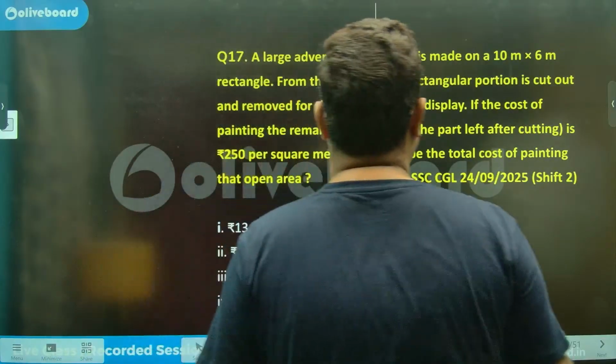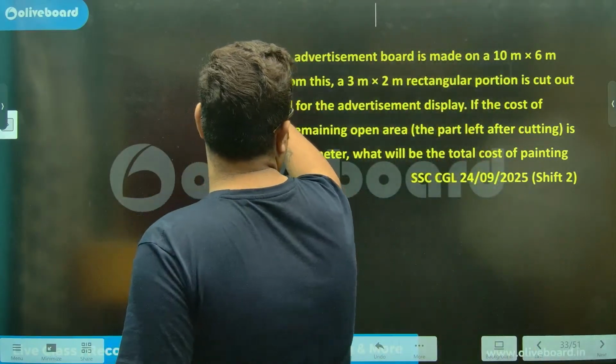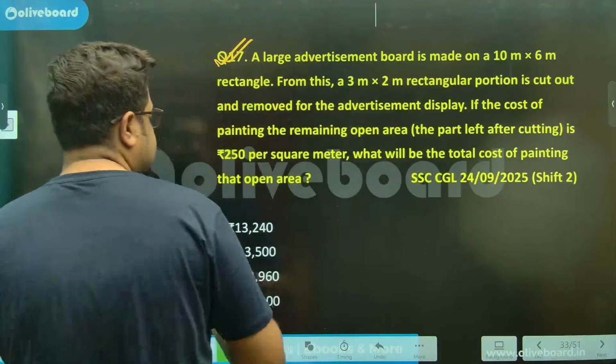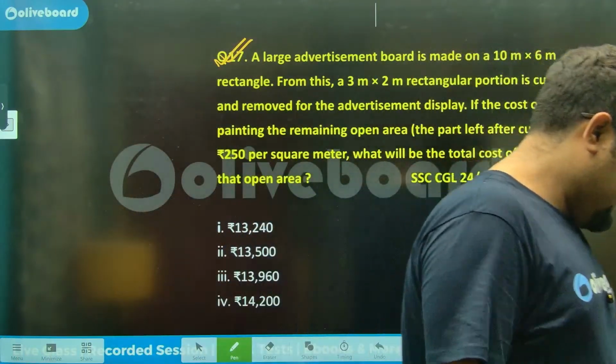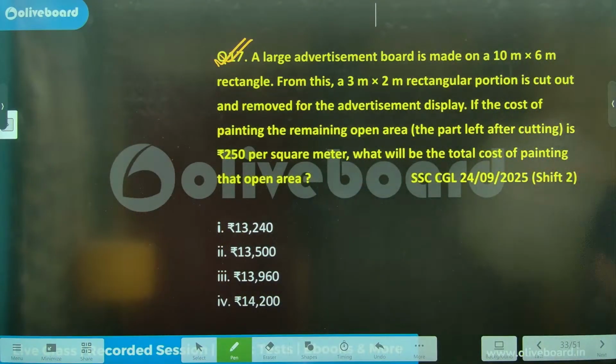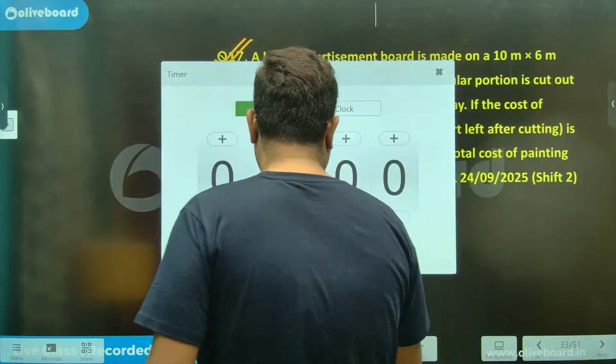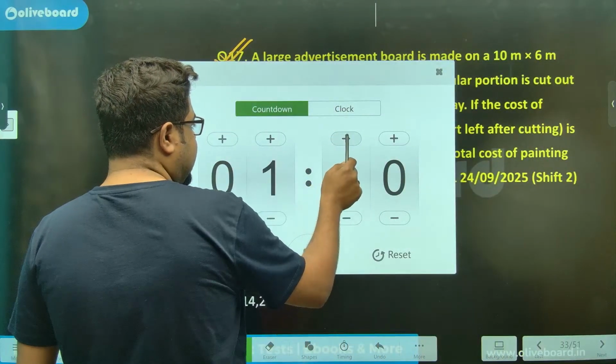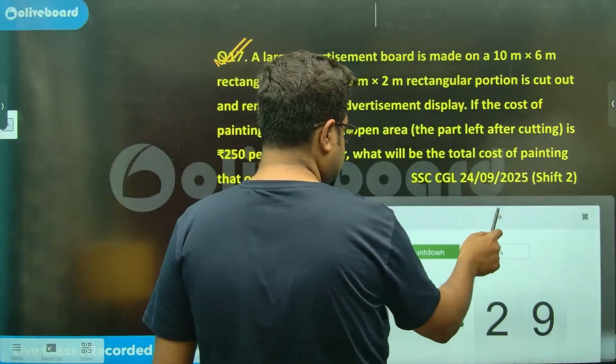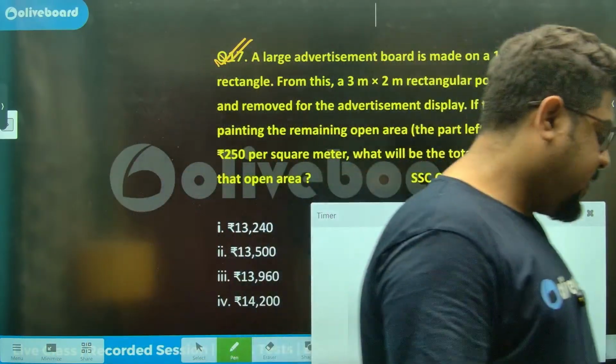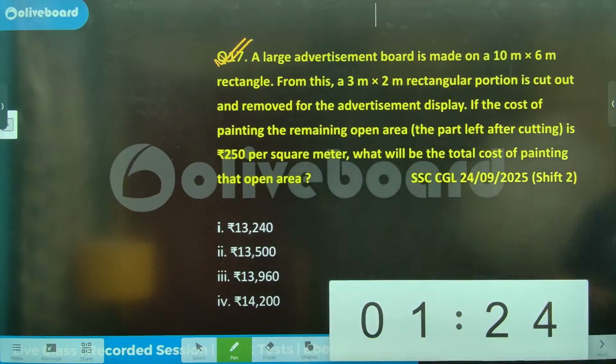Okay, same question. No, not same. Different one, sir. Please do this, everybody. I'm giving you a small little timer. A minute and 30 seconds should be enough, sir. 24th of September, shift number 2. Again, please solve this.